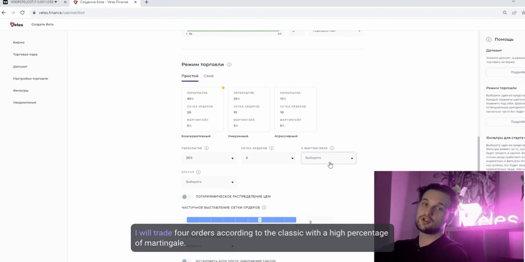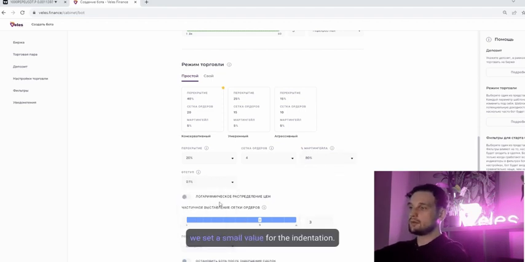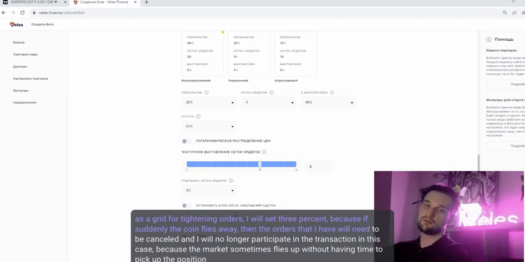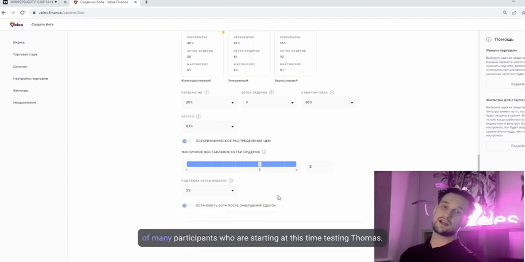I will trade 4 orders, according to the classic, with a high percentage of martingale. We set a small value for the indent. As a grid of 4 tightening orders, I will set 3%, because if suddenly the coin flies away, then the orders that I have will need to be cancelled and I will no longer participate in the transaction in this case, because the market sometimes flies up without having time to pick up the position of many participants who are starting at this time testing.